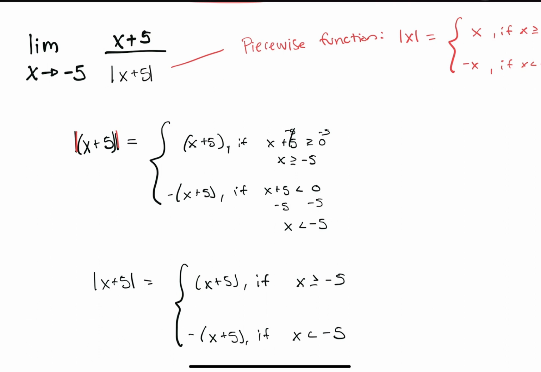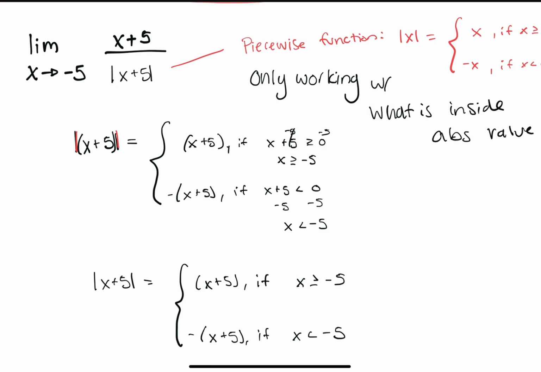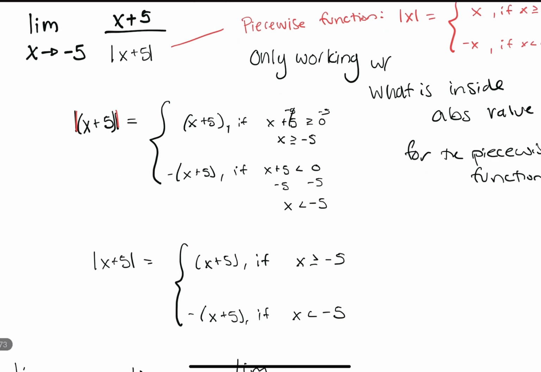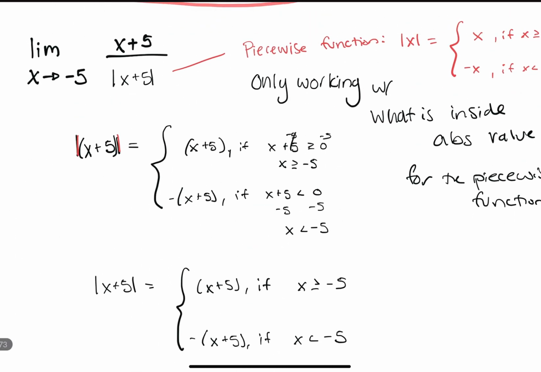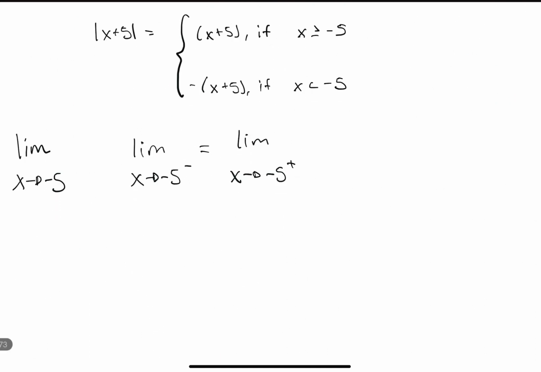That's just a quick heads up, because sometimes you see stuff outside of those absolute value signs, but when you're working with these piecewise functions of absolute values, you're only working with what's inside the absolute value, for that piecewise function. And the reason that this is important is because when we go back to the actual problem, we're going to have to plug in what we found for this piecewise function and then use it to determine the entire value of our limit.